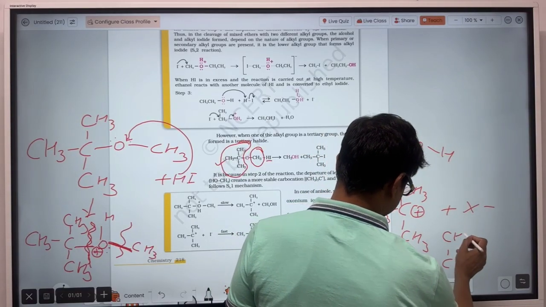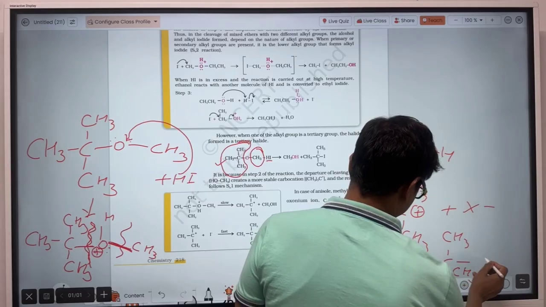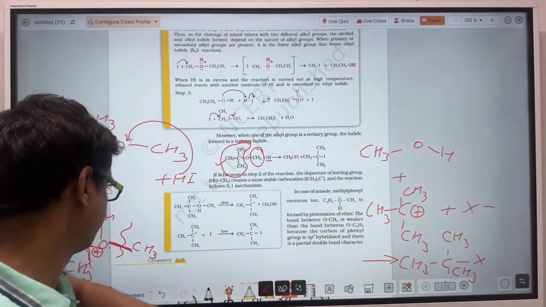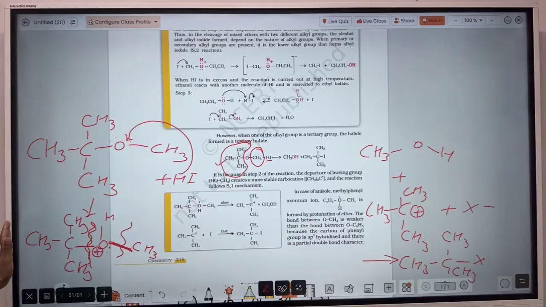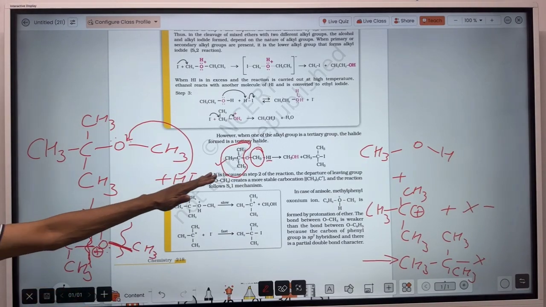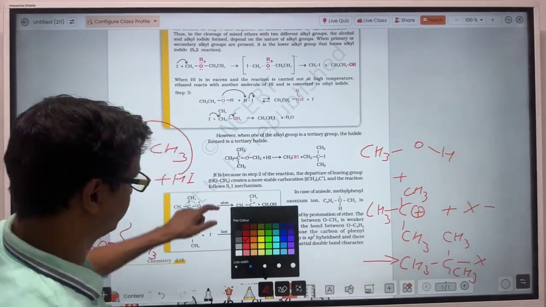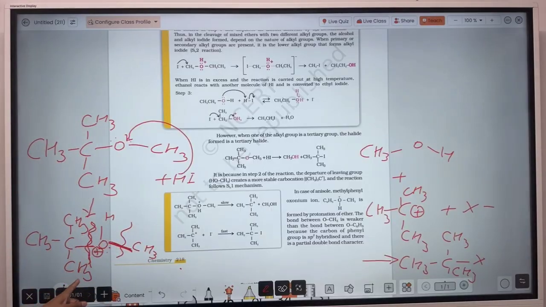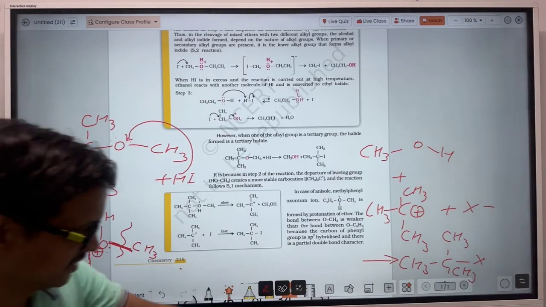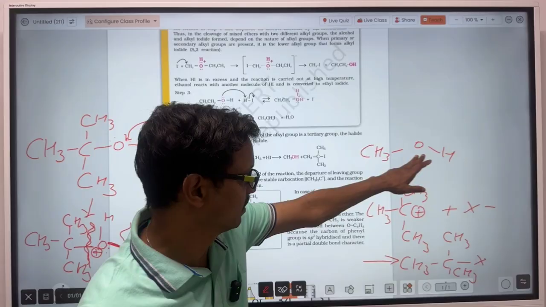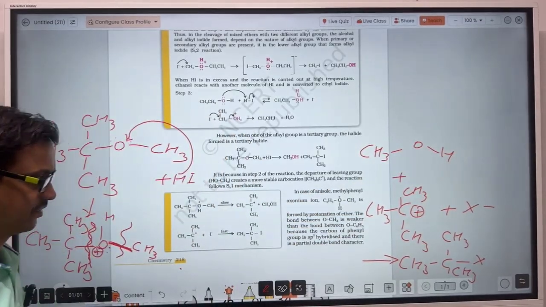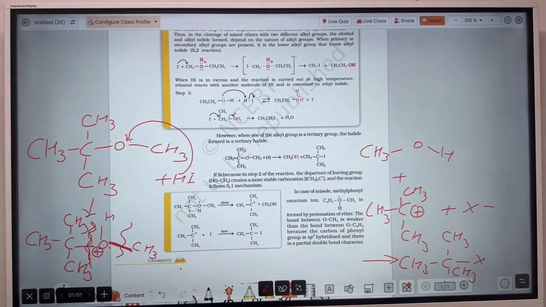So when there is an ether in which there is a tertiary alkyl group on one side and a primary alkyl group on the other side, when that ether is treated with hydrohalic acid or hydrogen halide, the cleavage will take place between the oxygen and the carbon of the tertiary alkyl group. As a result, there will be formation of tertiary haloalkane and the alcohol of the primary alkyl group. Okay, that is.